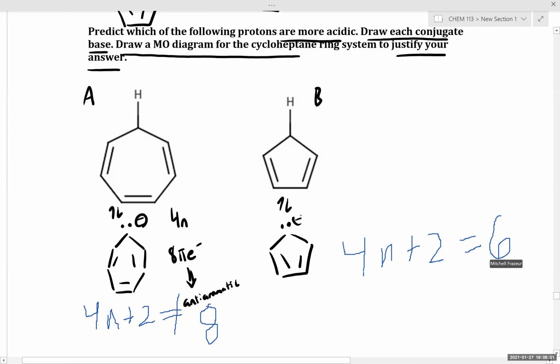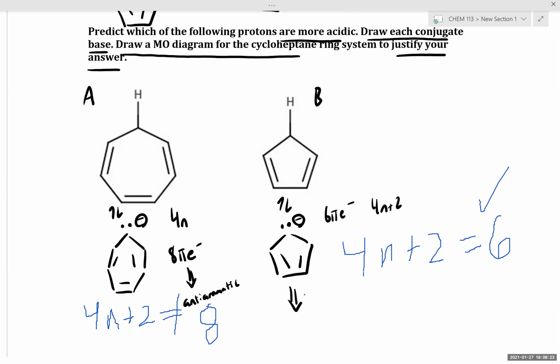For B, yes, there's a negative charge centered on the lone pair. Yep, exactly right. Comparatively, looking at B, we have 6 pi electrons, and as a result, it follows the 4n plus 2 rule. And as a result, what can we conclude about the conjugate base of B? Is it aromatic or anti-aromatic? What can we conclude? The conjugate base of B is aromatic.